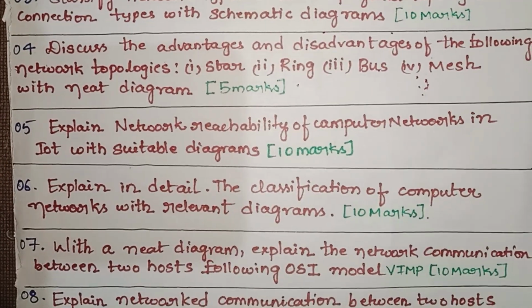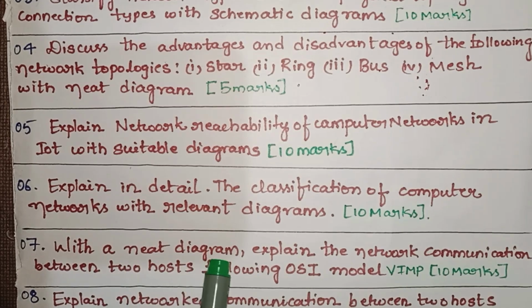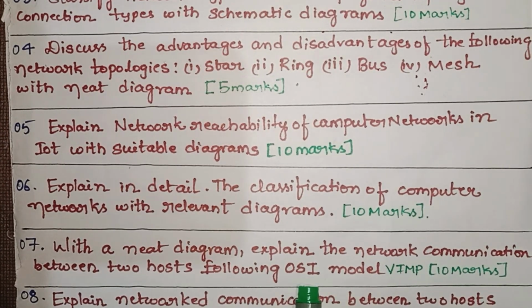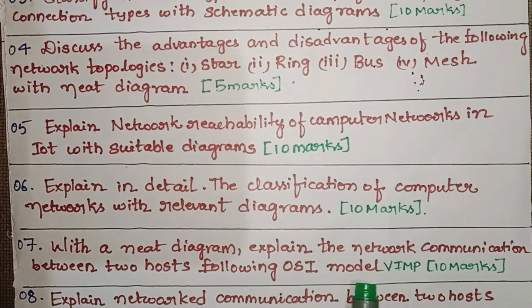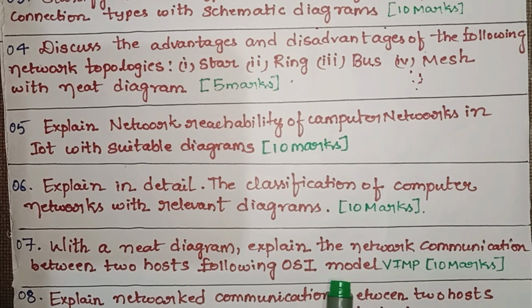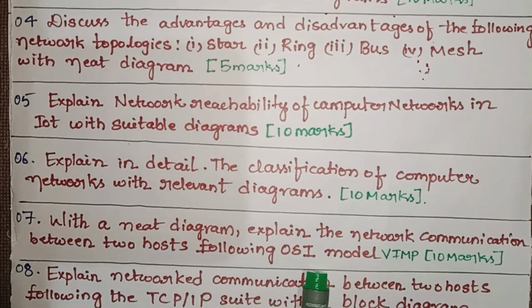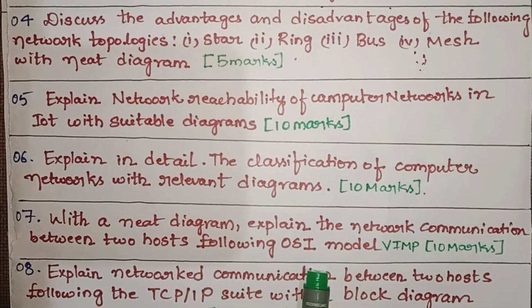And the next question is, with a neat diagram, explain the network communication between two hosts following OSI model. Here you have to write the OSI model diagram. You should explain the layers of OSI model, that is Open System Interconnection, and you have to explain the 7 layers of the OSI model. They are nothing but physical layer, data link layer, network layer, transport layer, session layer, presentation layer and application layer. So these are the 7 layers, and you should explain each of them, and it is very important. You may get this question this time in your examination.